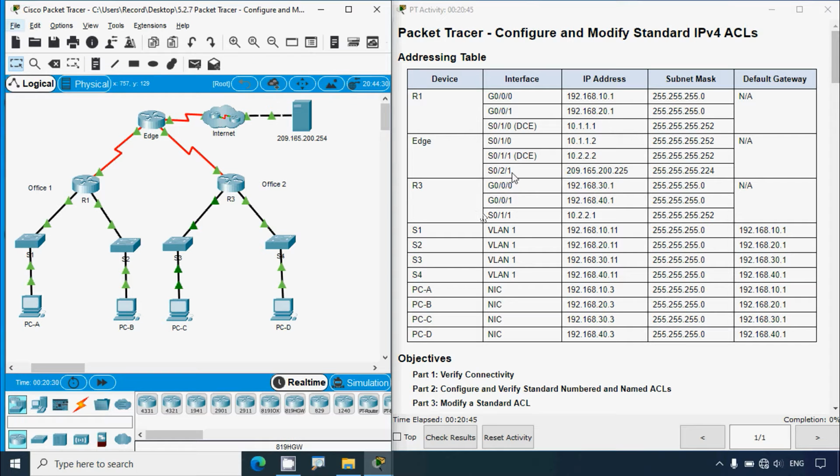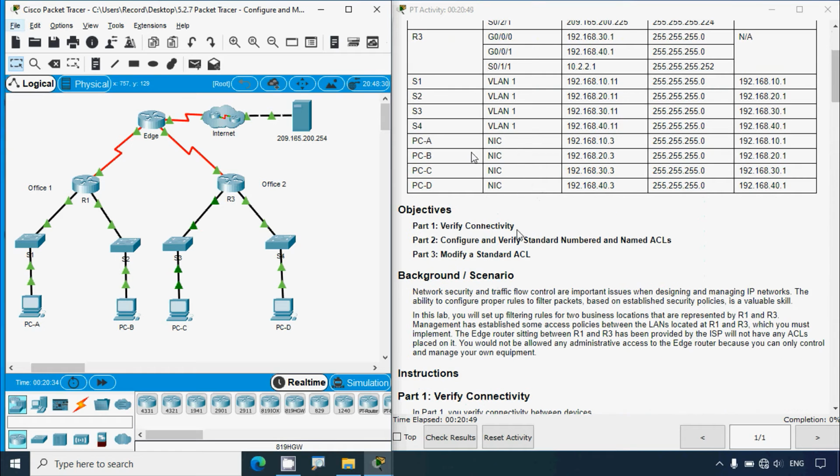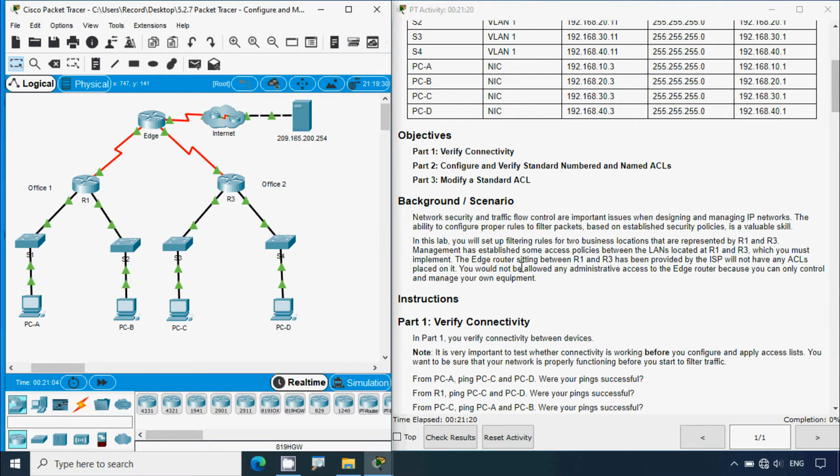Now we are back to this activity. Here we can see our addressing table. Coming to the objectives: Part 1, verify connectivity. In Part 2, configure and verify standard numbered and named ACLs. Then in Part 3, modify a standard ACL. We will go through the scenario.